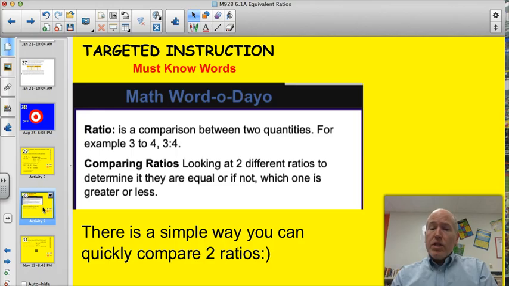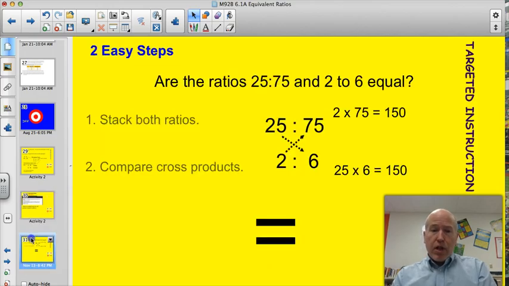Okay? There's a simple way we can do this. Let's take a look at it. Two easy steps in it. First of all, we need to stack the ratios, and then we compare cross products.